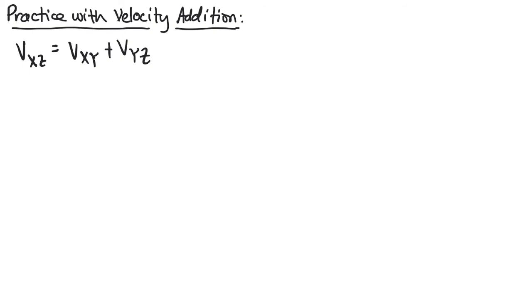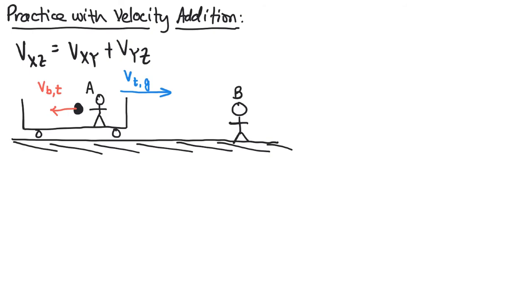But in general, we want to know what happens if we're not throwing the ball in the same direction that the train is moving. So the example that we'll do here is a slight variation on the previous example. The scenario is the following. We have Alice on a train. The train is moving to the right relative to the ground. We have Bob standing on the ground, and he's at rest relative to the ground.